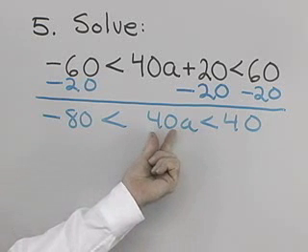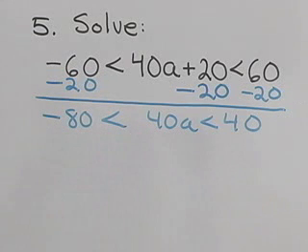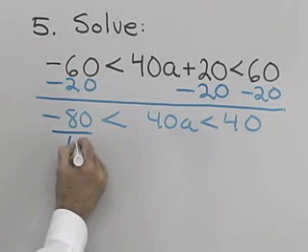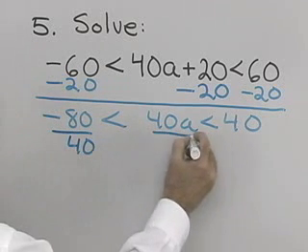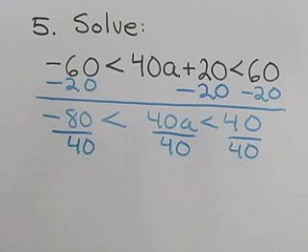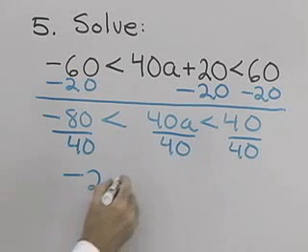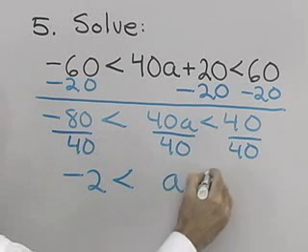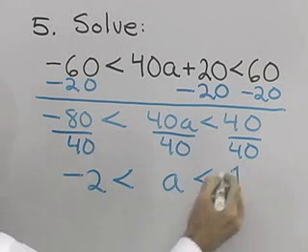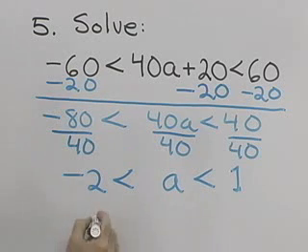I'm still trying to isolate a between the two inequality symbols. So what I'm going to do is divide all three members by positive 40. Now since 40 is a positive number, I don't have to worry about reversing the direction of the inequality symbols. So let's just do that. I'll divide that by 40, this by 40, and this by 40. So when I do that, I end up with negative 80 divided by 40, which is negative 2. So I have negative 2 less than a less than 1. Nice simple continued inequality. I'm going to draw the graph of this inequality next.